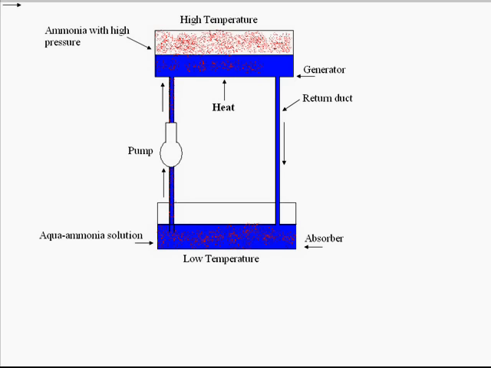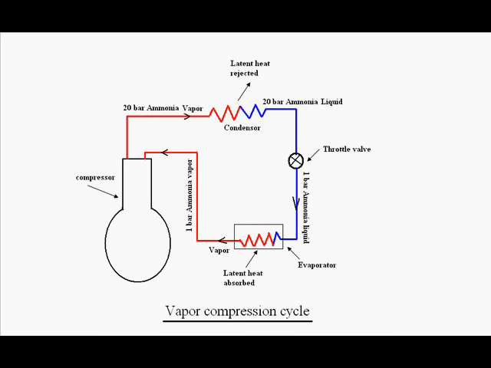So in this way, the solution is circulating in a loop, that is absorber and generator. From the absorber, it is sent to the generator with the help of a pump, and then the ammonia-free water is returned to the absorber again with the help of a return duct. Now if we continuously perform this cycle, then what will happen? All the aqua ammonia solution will go into the generator and the entire ammonia will be released from the water, and the water will come down without any ammonia. So we can develop high pressure ammonia in the generator in this way.